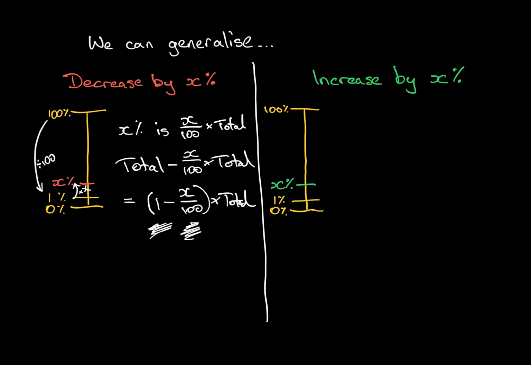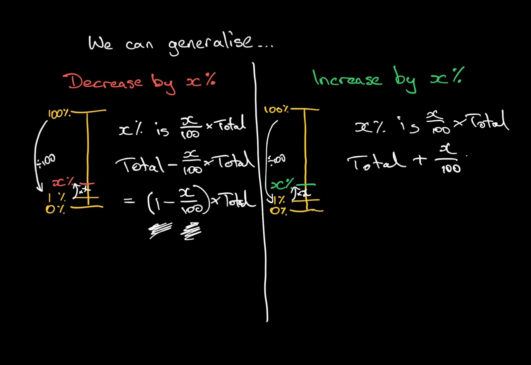Now we can do a very similar thing over on the right hand side to increase by X%. Of course we're going to go down, divide by 100, up, multiply by X. So X%, again, it's the same. X% is X over 100 times the total. And then to increase our total by X%, we have our total, this time plus because it's an increase, X over 100 times the total. And again, factorizing there, we'll have 1 plus this time, X over 100 times the total. So there's our result for a general formula to increase some quantity or total by X%.